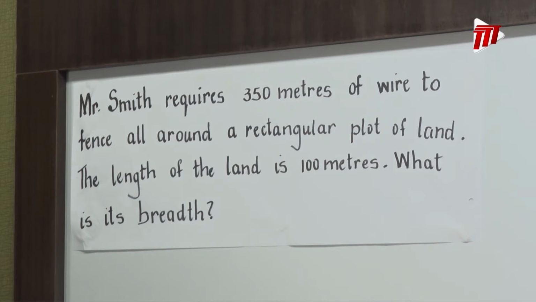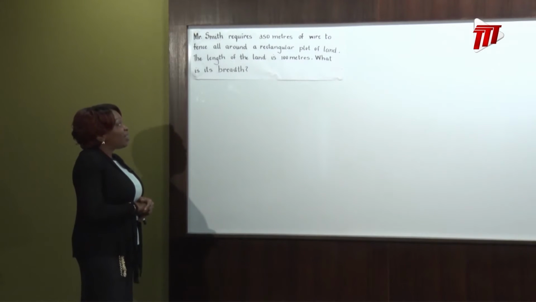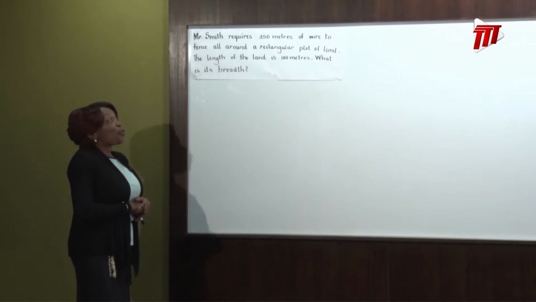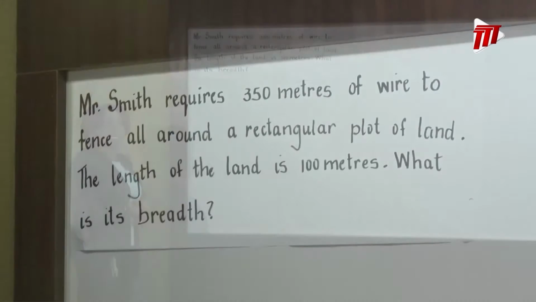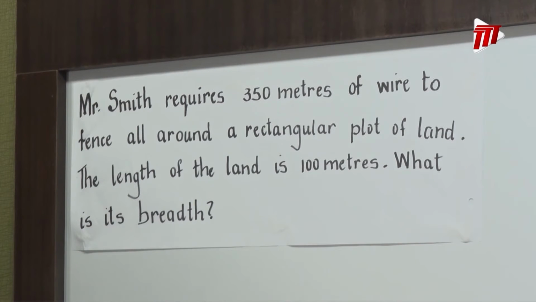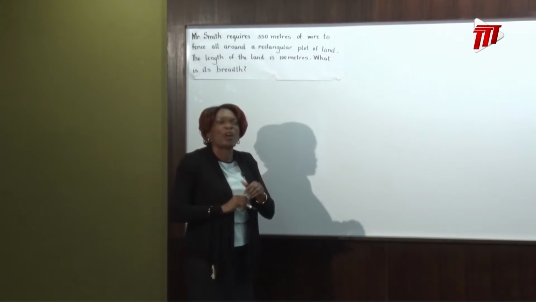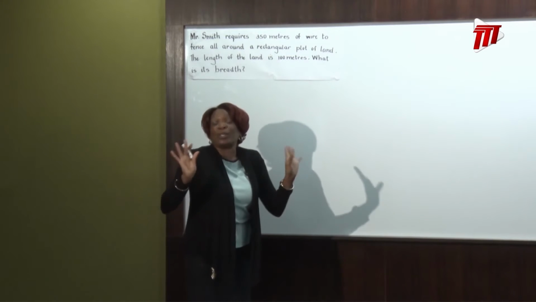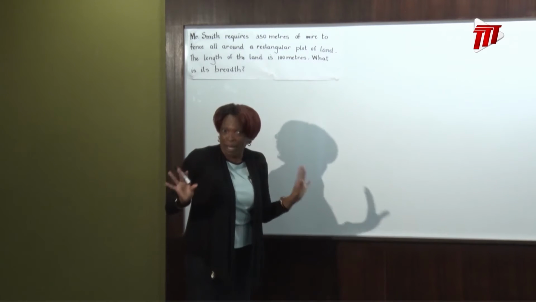What is its breadth? Children, what do we know? That Mr. Smith has a plot of land and he needs what? 350 meters of wire to fence around this plot of land. So if that is the case, it means that we're looking at what? The perimeter. You see that keyword there? We are looking at the perimeter. So I am going to try to draw this plot of land. Bear with me.